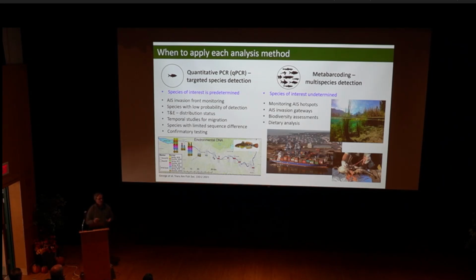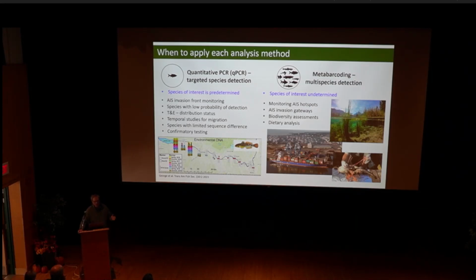We also use it to do threatened and endangered species work. Distributional status on endangered species. It might be temporal studies for migration, those kind of things. So there's different contexts outside of invasive species, but for invasive species, it's generally something that has to do with invasion fronts. We also use it for confirmation testing. What I mean by that is if we get detections with a metabarcoding that are new, we can use a qPCR marker to kind of follow that.